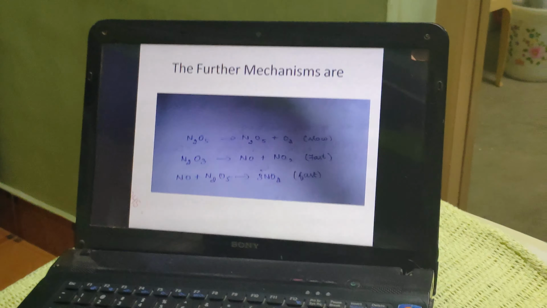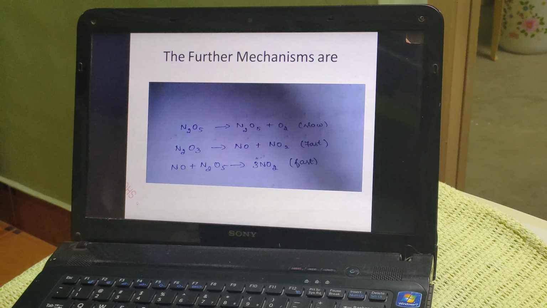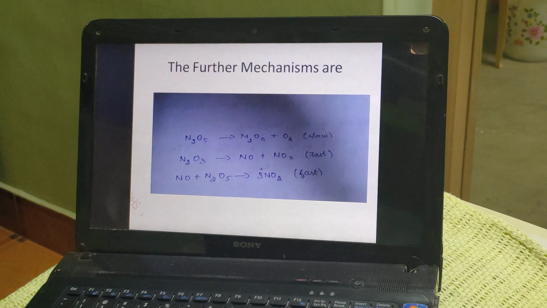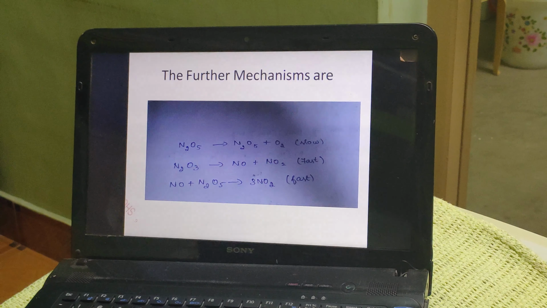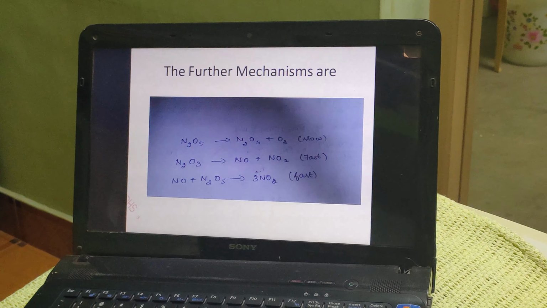N2O5 gives N2O3 plus O2. This is a slow reaction. N2O3 gives NO plus NO2. This is a fast reaction. Another fast reaction is NO plus N2O5 gives 3NO2.